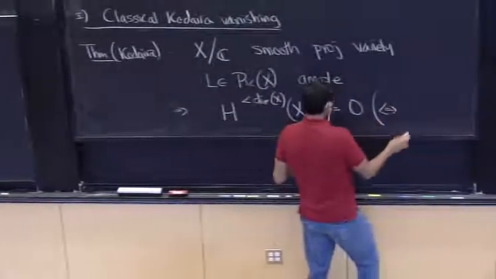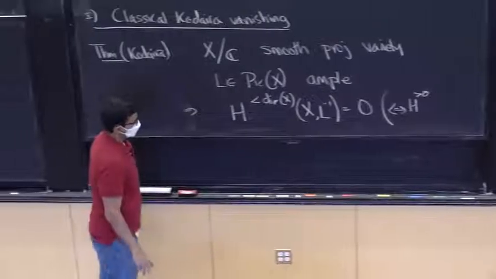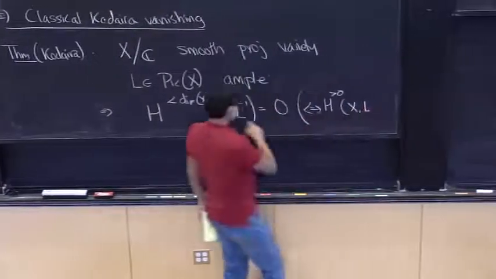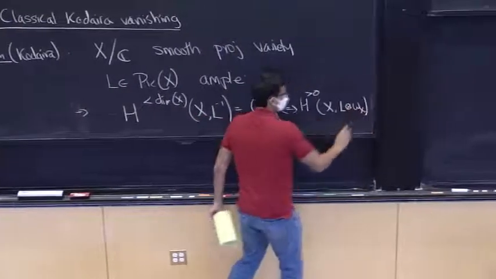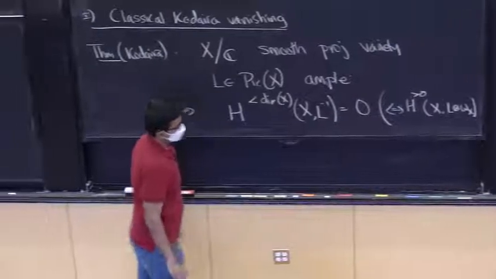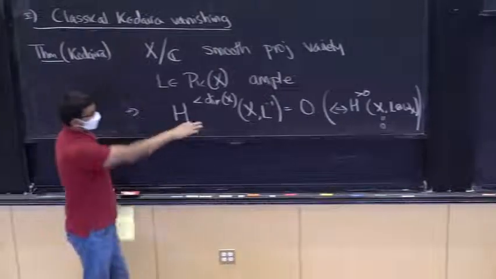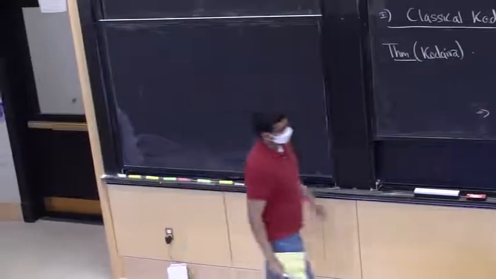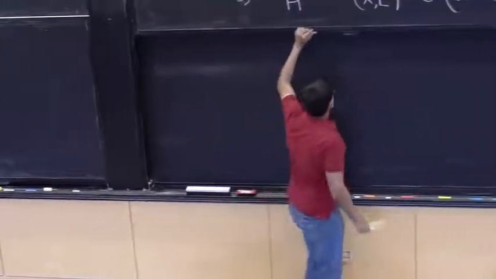There's an equivalent formulation, which is if you look at cohomology in degrees bigger than 0 of X with coefficients in not L inverse, but rather L, but then you have to twist it by the bundle of top differential forms, the canonical bundle, this has to vanish. These are related by Serre duality. This is the basic vanishing theorem that I want to focus on in this talk. It has a lot of uses.